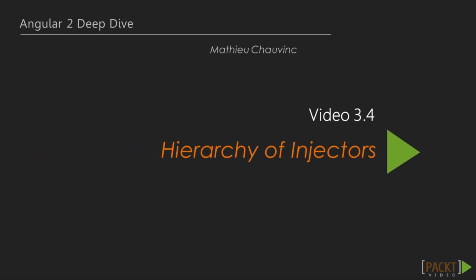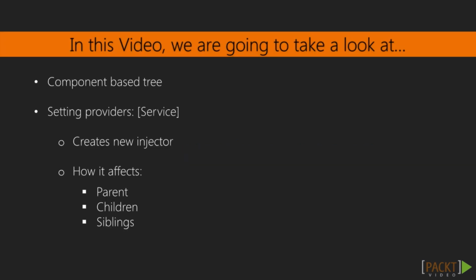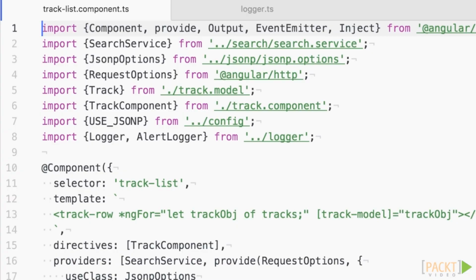In the previous video, we spoke about injectors and about the provide method. In this video, we will review the hierarchy of injectors. We will start by looking at how Angular 2 uses a component-based tree of injectors. Then we'll see how new injectors are created when providers are set, and how that affects children, parent, and siblings. Now the setup has changed a bit.